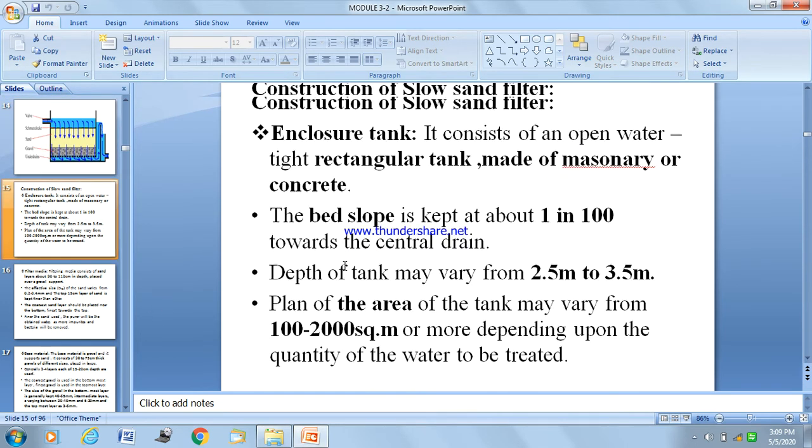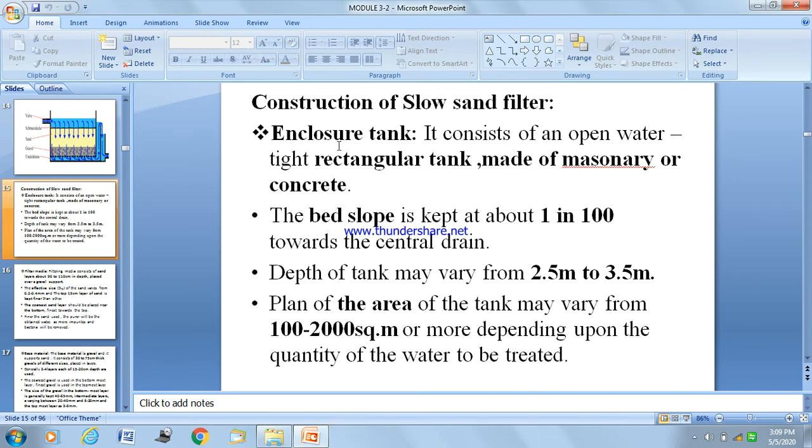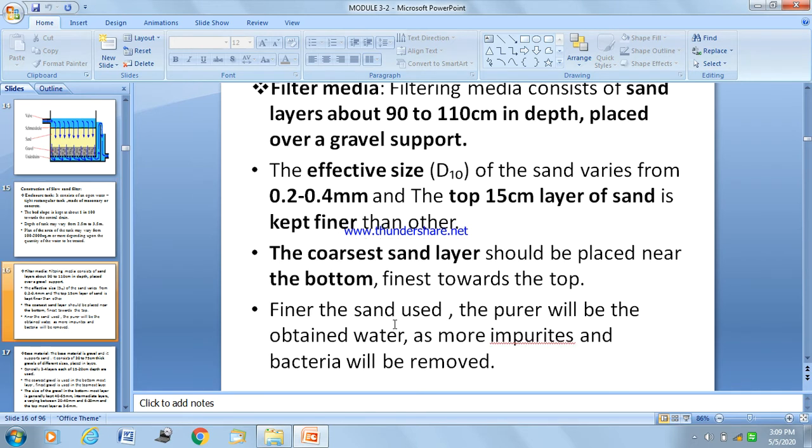Okay, now we'll see the construction of a slow sand filter. First one is the enclosure tank. Mainly the tank is rectangular in shape and made up of masonry or concrete. Bed slope is kept about 1 in 100 towards the central drain. Depth of the tank varies from 2.5 meter to 3.5 meter, and the plan area will be 100 to 2000 square meter depending on the quantity of the water to be treated.